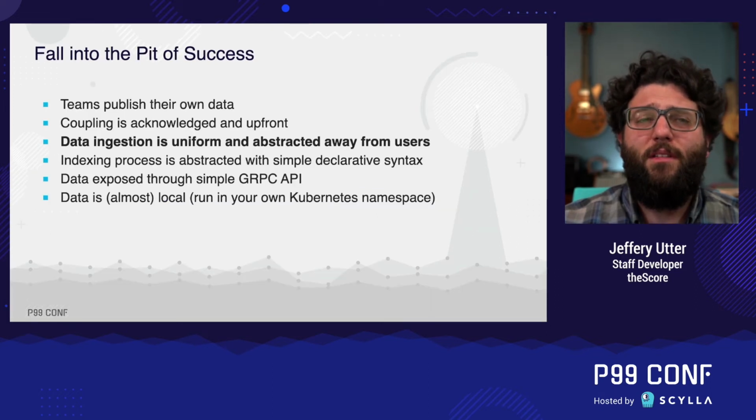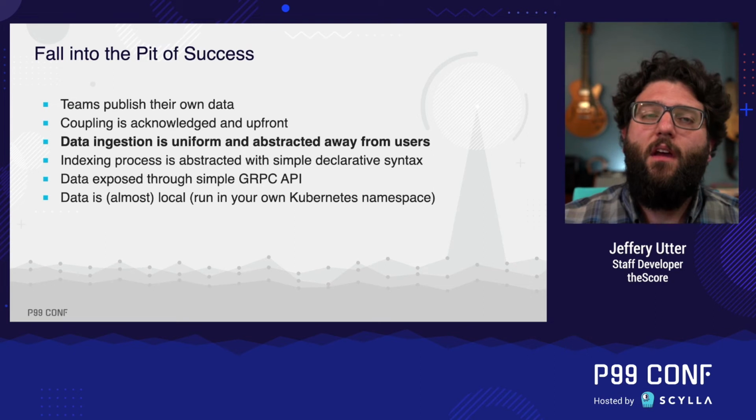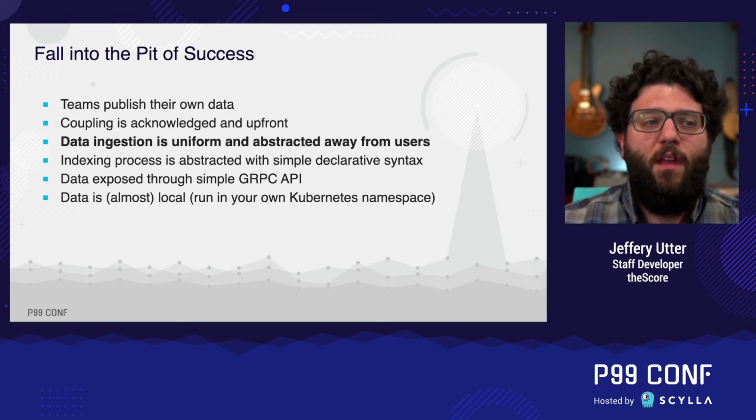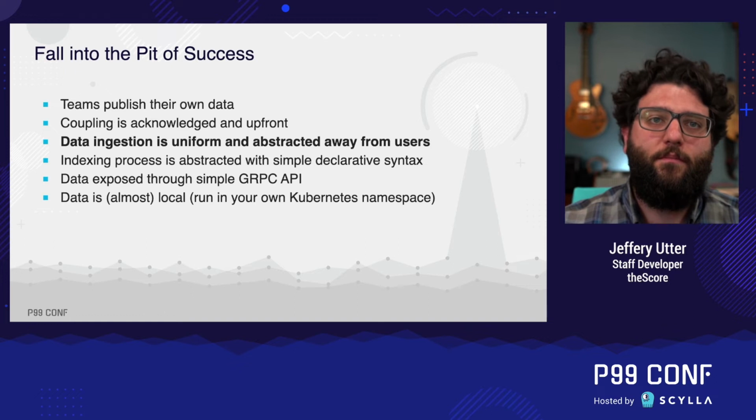So we wanted to build a system where developers can fall into the pit of success. Teams are still going to publish their own data. Nothing's changed there. But we know there's coupling, so we acknowledge it and kind of bring it up front. To get into the details, we use Kafka and we use Kafka schema registry and Buf for linting, so we can kind of enforce that nobody's making changes that aren't backwards compatible.